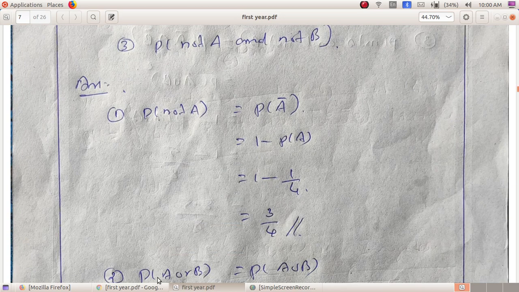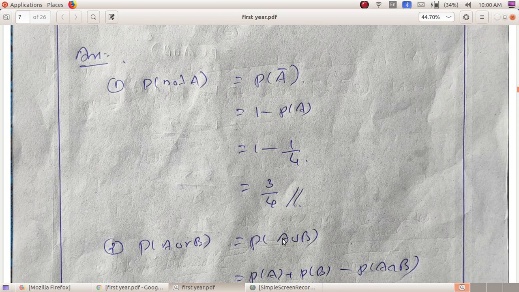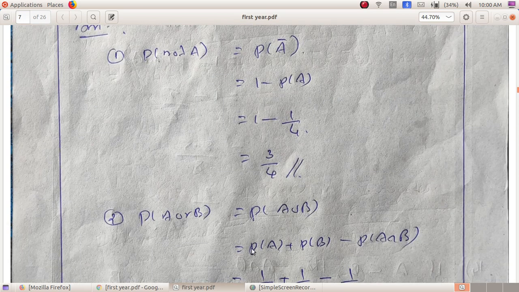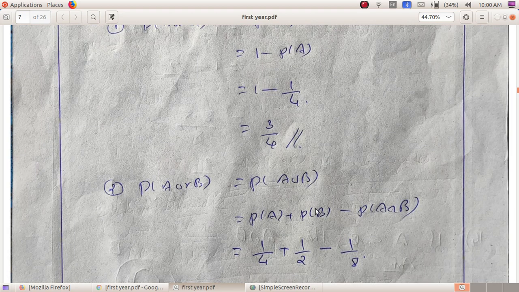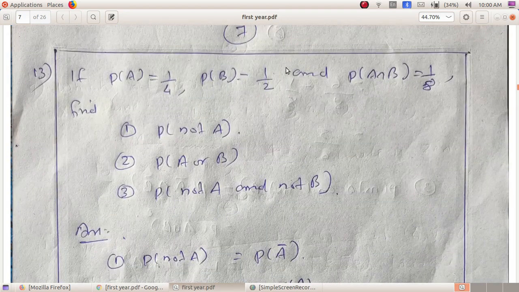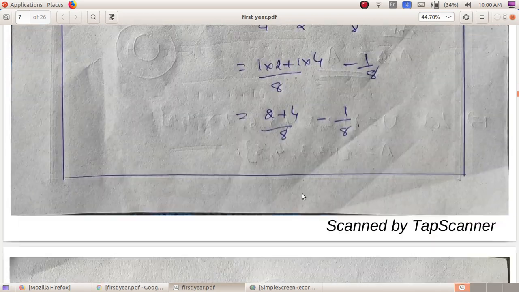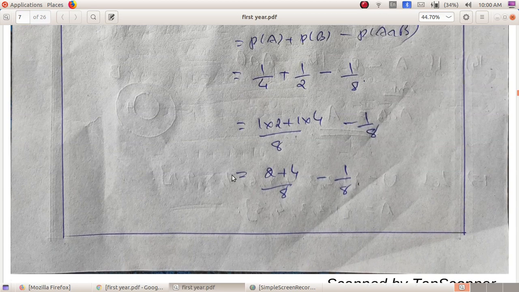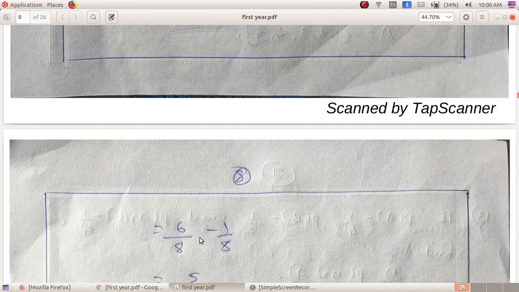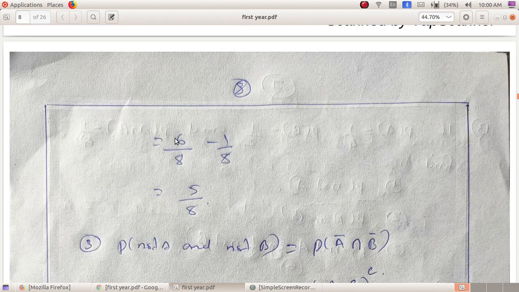Then P of A or B means P of A union B. We have the formula P of A plus P of B minus P of A intersection B. P of A 1 by 4 plus P of B 1 by 2 by the question, and P of A intersection B 1 by 8. By solving, its answer is 5 by 8. Okay. 1 into 2, 2 plus 4 by 8 minus 1 by 8. 2 plus 4, 6 by 8 minus 1 by 8. Okay, then common denominator 8. 6 minus 1, 5. 5 by 8.